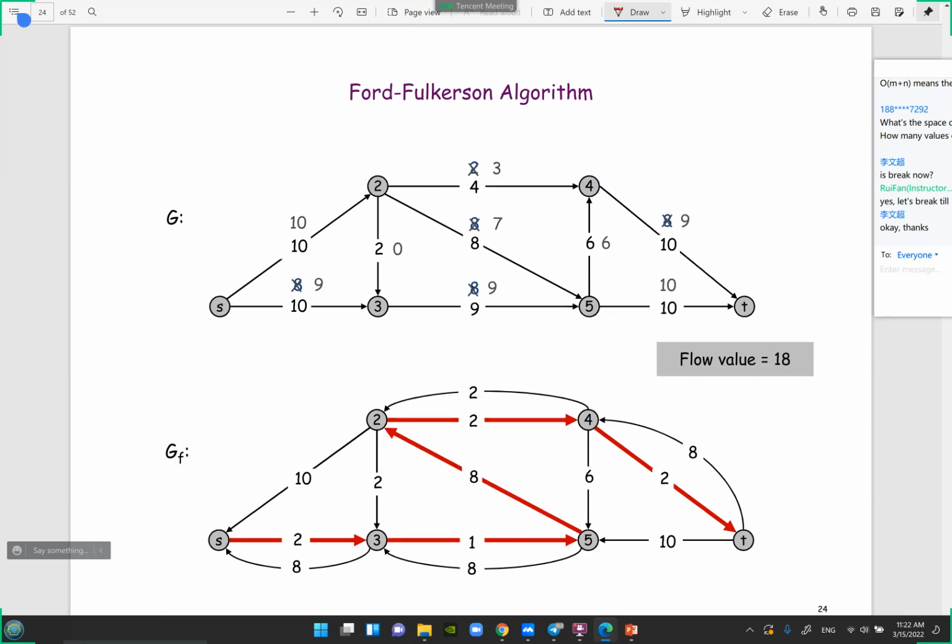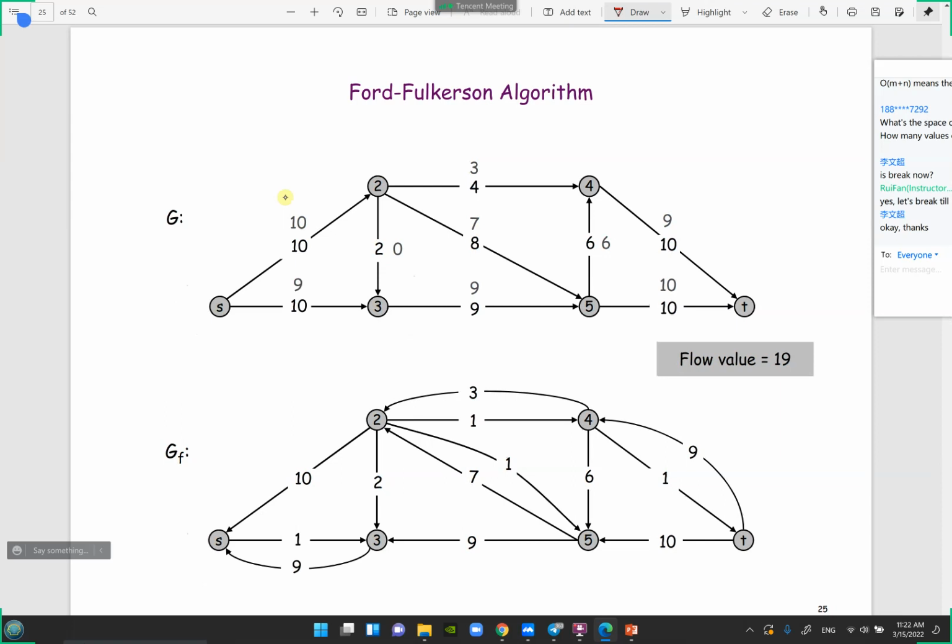From this flow of size 18, you again form the residual graph, look for an augmenting path, and find the minimum capacity, which is 1. You send 1 more unit of flow, so that takes us to a flow of 19. Now from this flow of size 19, you form this residual graph.